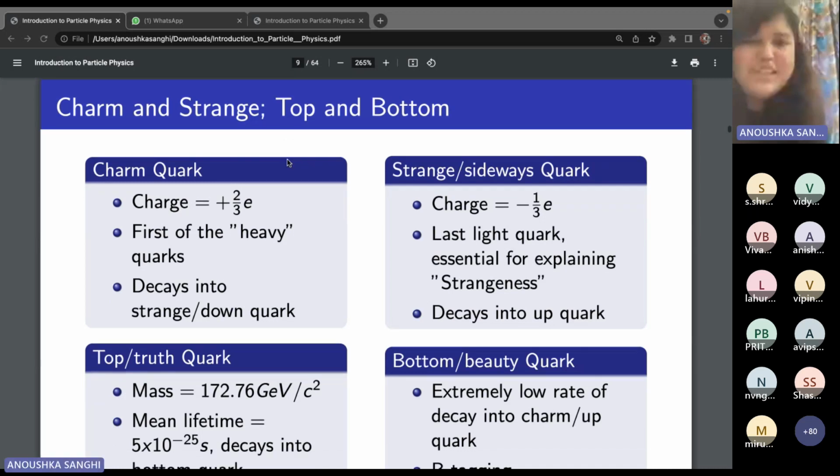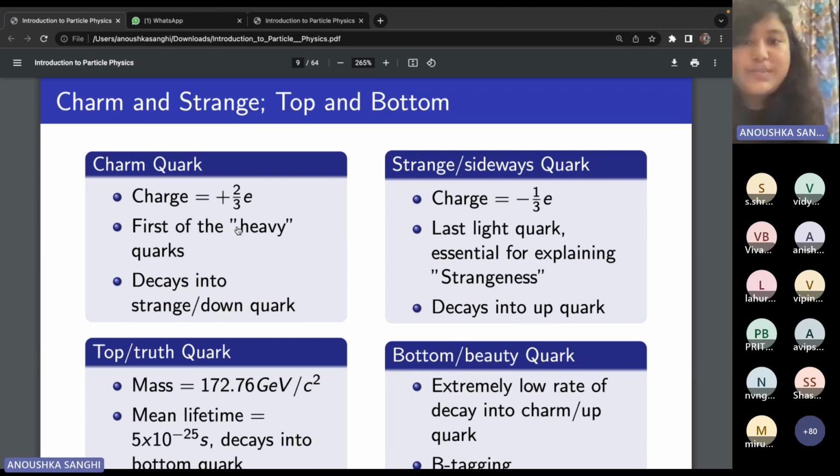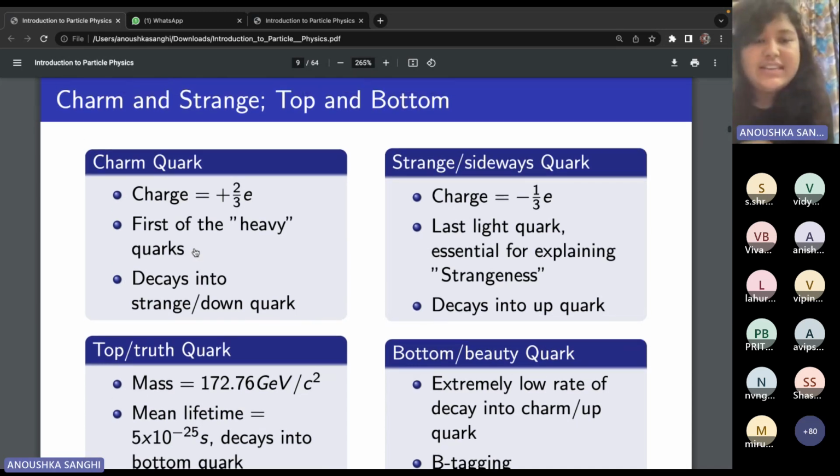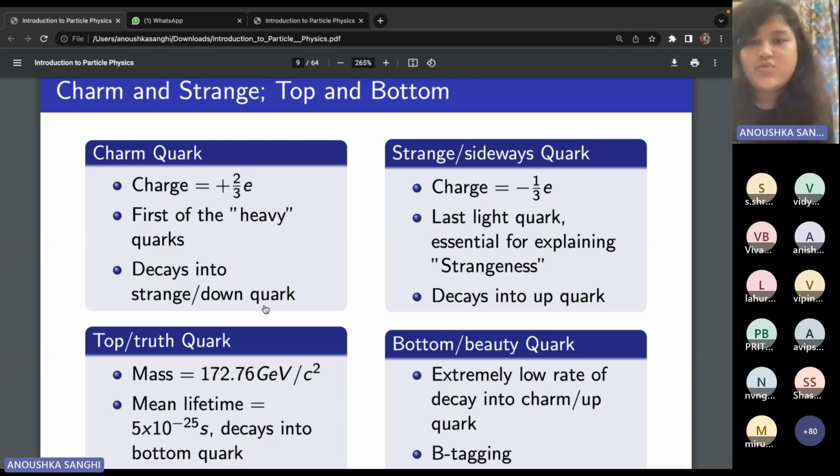So again, these are the properties, and also the heaviest of the quarks, which is the charm quark, and it can decay into the strange or down quark. So these are some of the properties that you can read and keep in your mind, and I'll be explaining everything in the further slides if required.